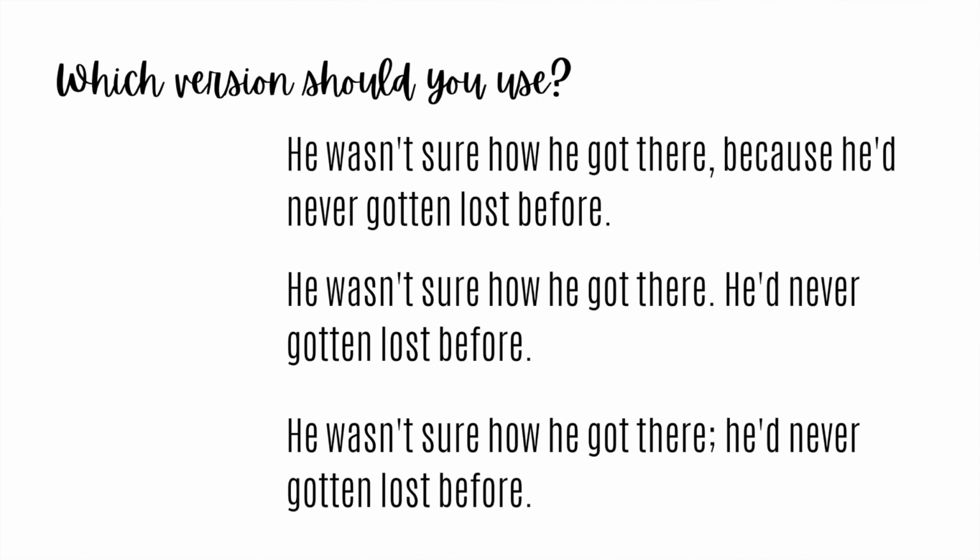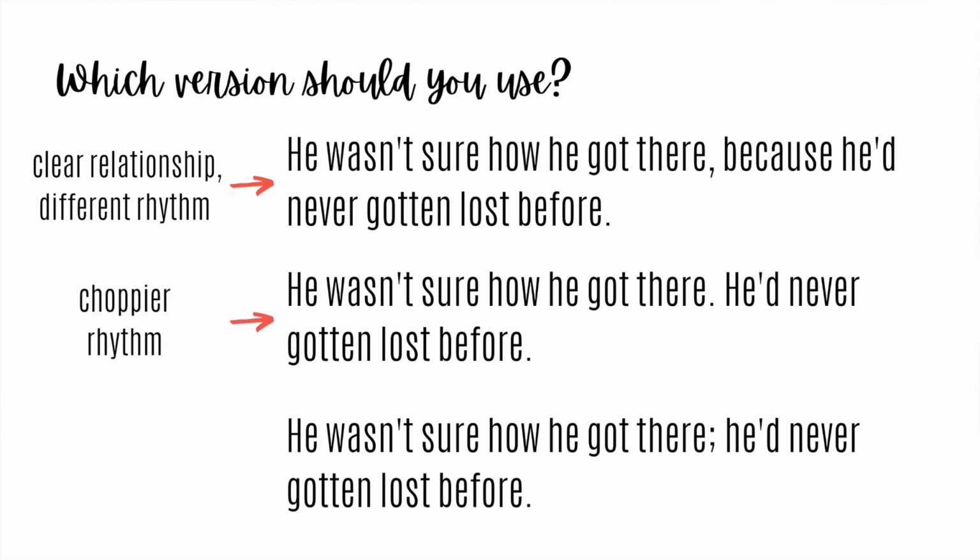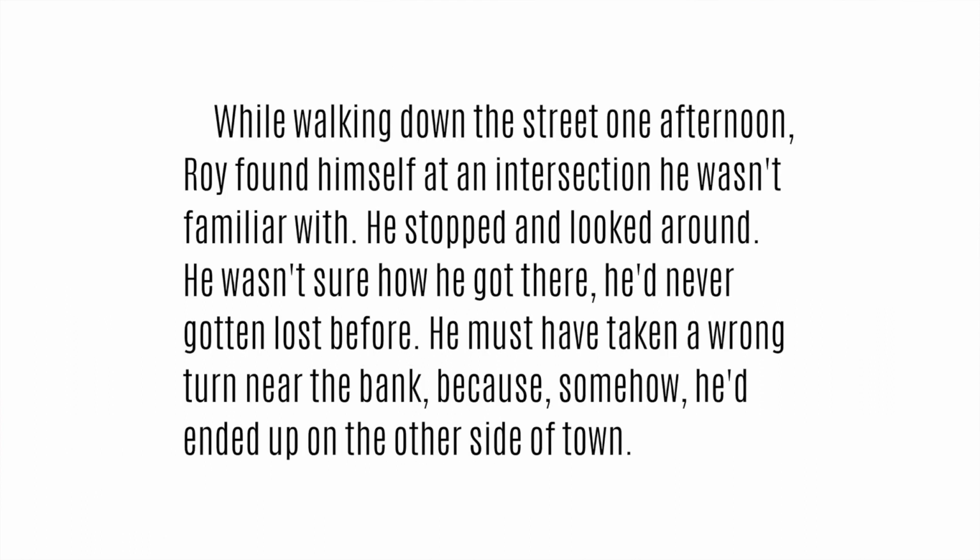So if you're wondering, how do I pick between them? This one clearly shows the cause-effect relationship between the ideas, but lengthens the sentence. This one breaks up the sentences for a shorter, choppier rhythm. And then this one keeps the smoother flow of the original version with a comma splice, but without the grammatical error.